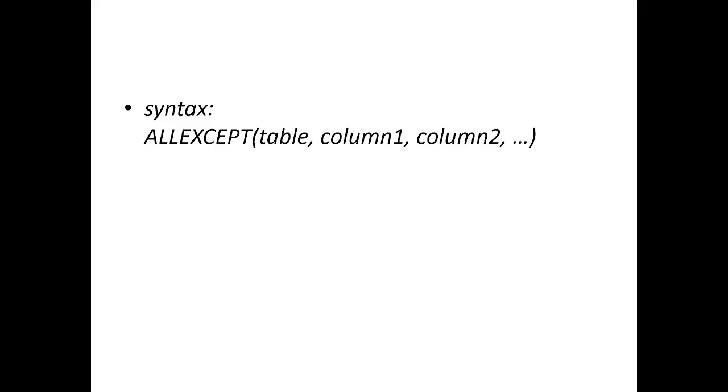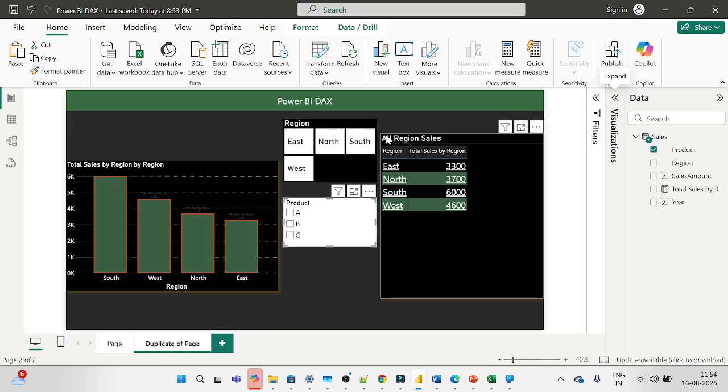Syntax. This is the syntax: ALLEXCEPT, table, column name, column 1, column 2. You can add multiple columns here. What the function will do is remove the filters on all the columns in a table except the ones listed. Clear? Let's look into the data.